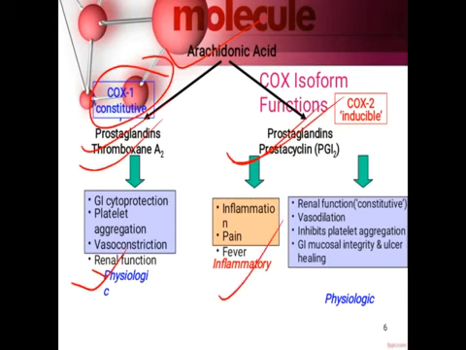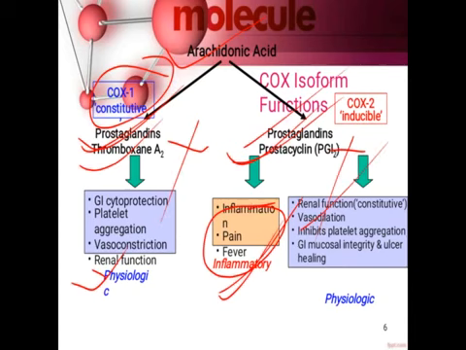Through COX-2, they produce inflammation, pain, and fever. Along with that, they can produce renal function, vasodilation, platelet aggregation, mucosal integrity, and ulcer healing. So if COX-1 and COX-2 are inhibited, then there is no synthesis of prostaglandin. And if prostaglandin is not synthesized, it will not produce conditions like inflammation, pain, and fever. So if COX inhibitors are given, which inhibit prostaglandin synthesis, it will result in anti-inflammatory, antipyretic, and analgesic effects.